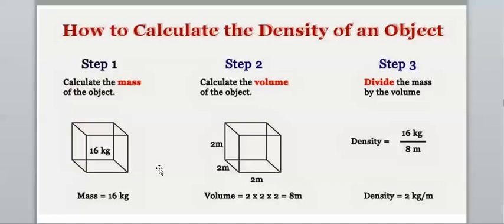So in this problem, we have a mass of 16 kilograms. We have a volume of 8 meters. So our density is 2 kilograms per meter.